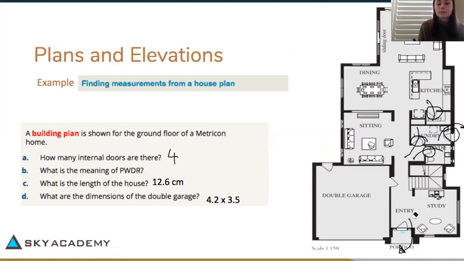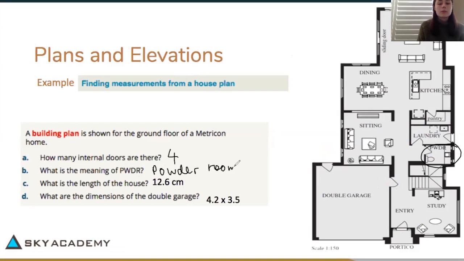What is the meaning of PWDR? So if you have a look here, it's just the bathroom, and some people call it the powder room. So that's what PWDR stands for, powder. Powder room.